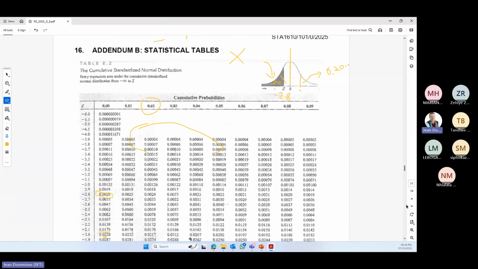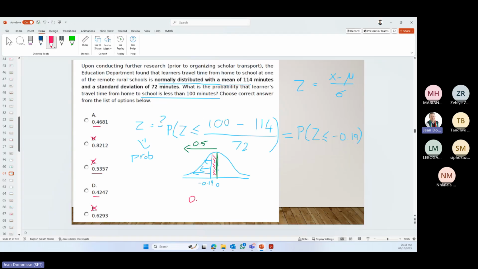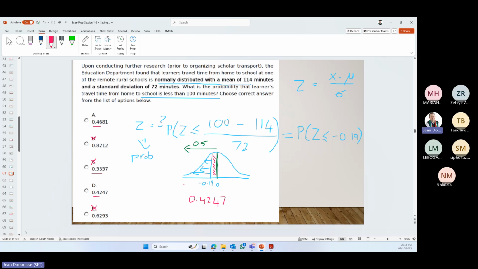That is the higher ones, 0.19. So 0.4247. Sure. Okay, let's just see if that is somewhere. Not there. Okay, so once again, just a bit of elimination and then following the same process nearly.